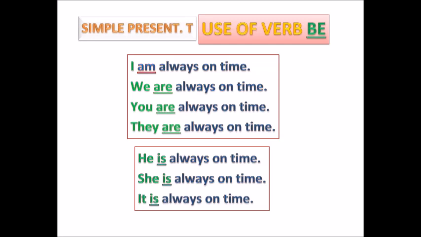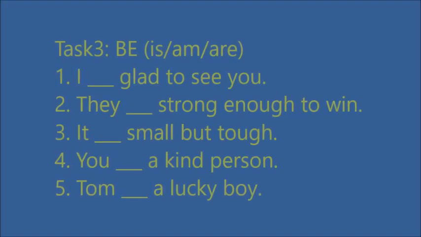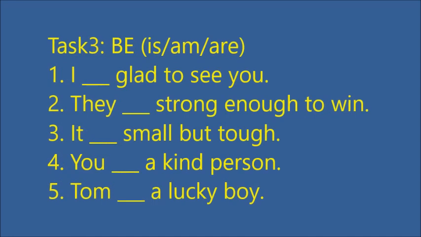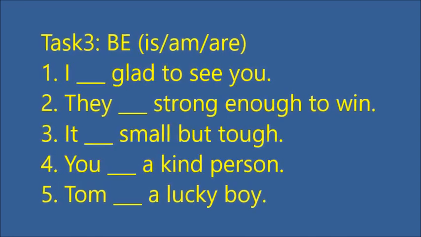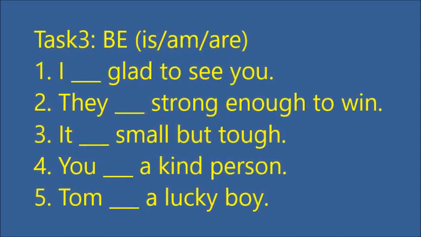I am always on time. We are always on time. You are always on time. They are always on time. He is always on time. She is always on time. It is always on time. Task 3. Use verb be, is, am, or are to complete the following sentences.